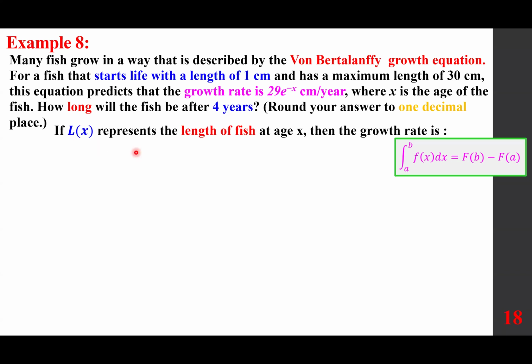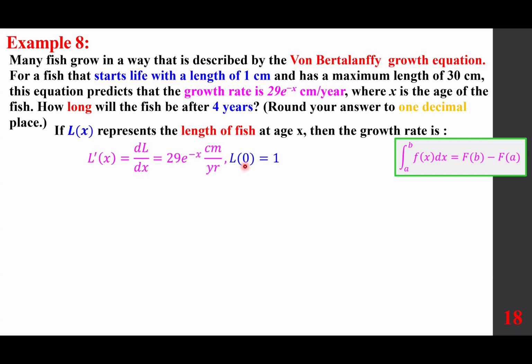If capital L of x represents the length of fish at age x, then the growth rate is its derivative. L prime of x, or dL dx, is 29 e to the power minus x centimeters per year, and it starts life with a length of 1 centimeter. That means L of 0 is 1. Okay, everyone? That's understanding the problem. In essence, this is an initial value problem. So I'm going to solve this two different ways.